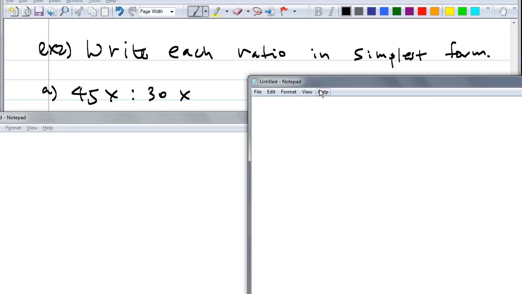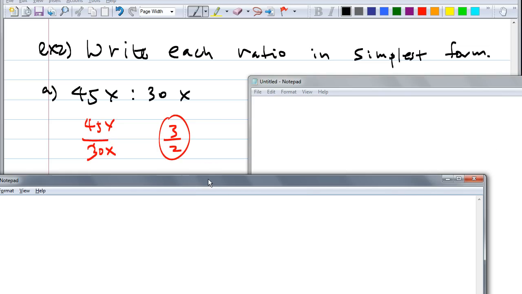3x to 2x. Okay, that's really close, but what about the x's? Can't you cancel out those x's too? So what do you get, basically? 3 to 2. Okay, does that make sense? So yeah, you could write this as a fraction.